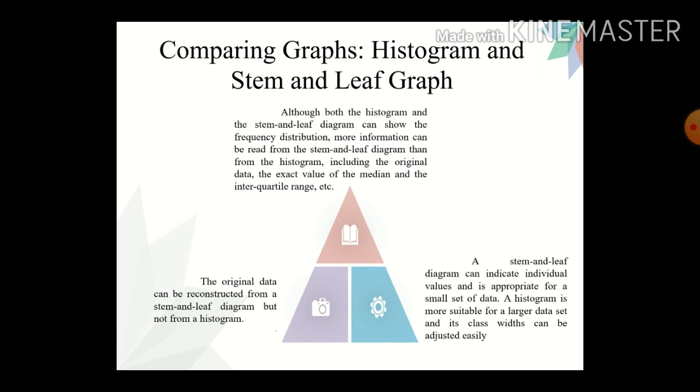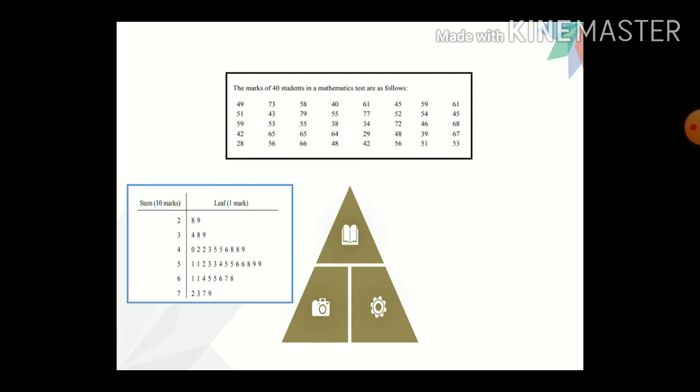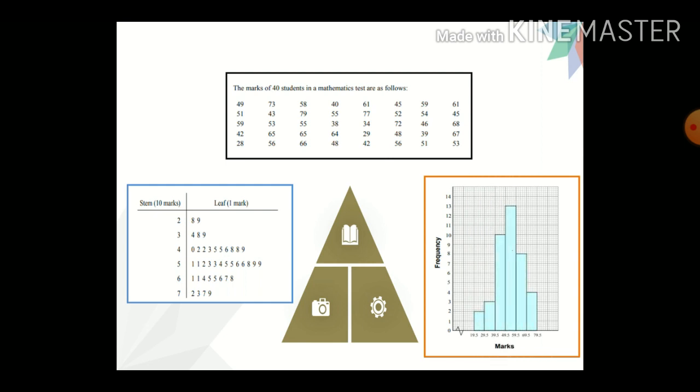A stem and leaf diagram can indicate individual values and is appropriate for a small set of data. A histogram is more suitable for a large data set and its class width can be adjusted easily. This is the picture of a stem and leaf plot and a histogram.